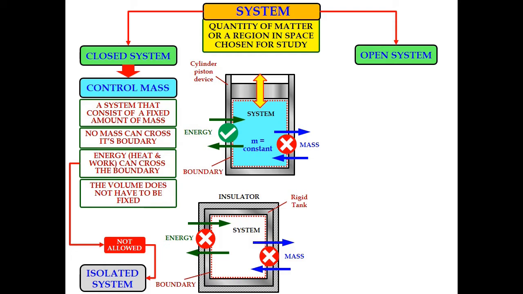The second type of system is the open system, and sometimes we call the open system the control volume system.